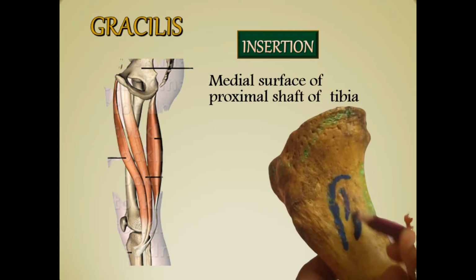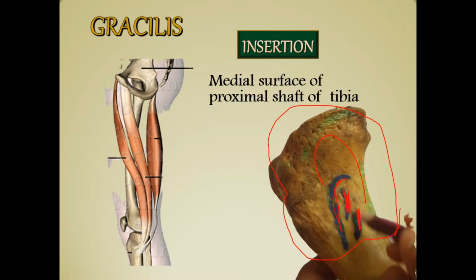Gracilis muscle inserts on the medial surface of the proximal shaft of the tibia. Now you can see this is the proximal part of the tibia, and this is the medial surface. This is the insertion point of the gracilis at the center, and anterior to the gracilis is the insertion of the sartorius muscle. Posterior to the gracilis is the insertion of the semitendinosus. So the gracilis inserts in between the sartorius and semitendinosus muscle. At the insertion point, this muscle is sandwiched between sartorius and semitendinosus.